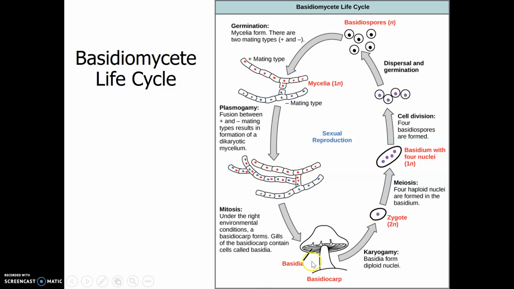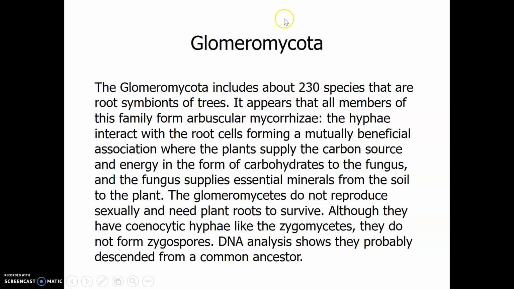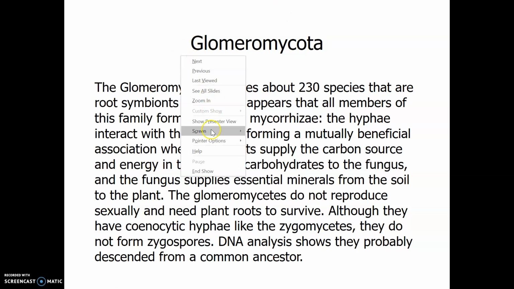Just make sure that you know that the entire mushroom is called the basidiocarp, and the little filaments on the underside of the mushroom that are kind of dark, that's where the spores are produced. That's the basidia. So the basidiocarp and the basidia are the reproductive structures of the Basidiomycota. All right, so now we're going on to the Glomeromycota.